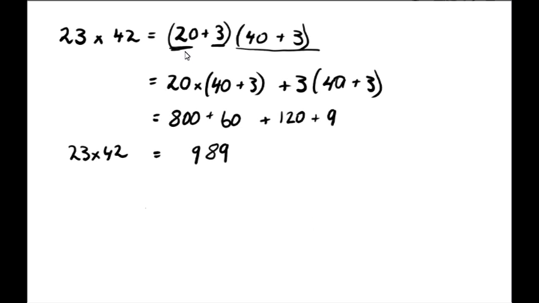Alright, so that's basically another way of working out where or how to use the distributive law by multiplying by two numbers. I'll do one more example of this. Let's say 15 times 37.